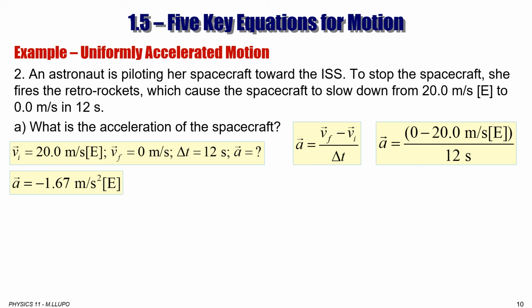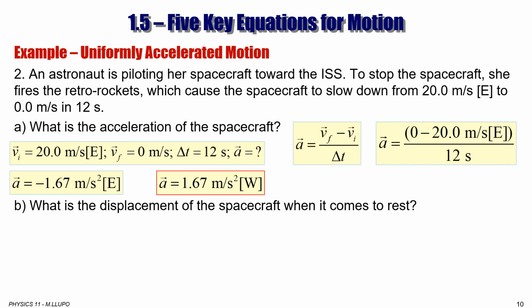Remember what we said many times: never leave an answer with a negative and a direction. So what can you do? You can flip the direction. That will change the negative to positive. So by changing east to west, we'll make that negative to positive. B. What is the displacement of the spacecraft when it comes to rest?